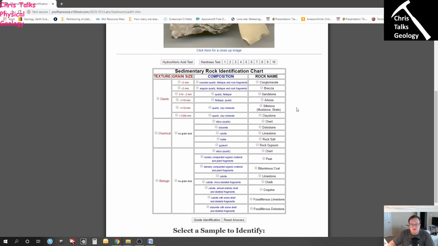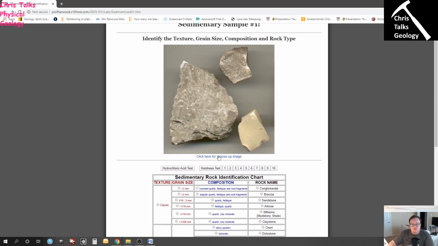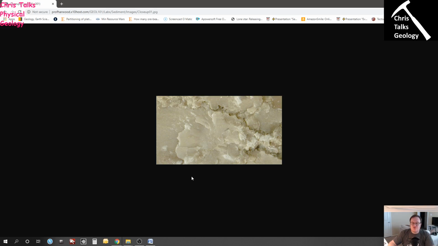So let's just come down here. Our option is going to be chemical or biologic. Well, as we've discussed, if we have a rock that's going to be made of calcium carbonate, calcite, and it's going to be biologic, we are going to be looking for pieces of fossil. And I think we can agree, if we come up here and look at this rock, and at the close-up image, there's nothing there that would scream fossil.